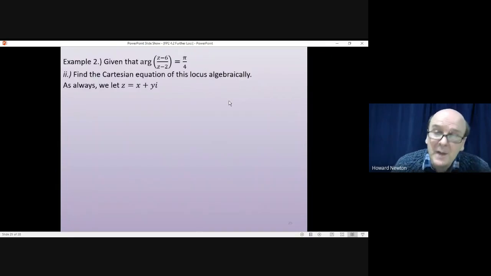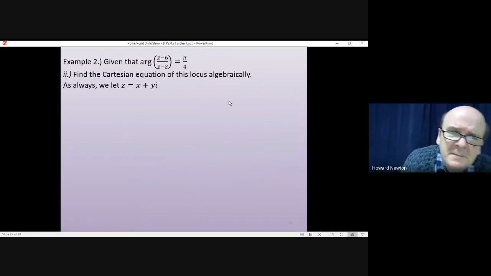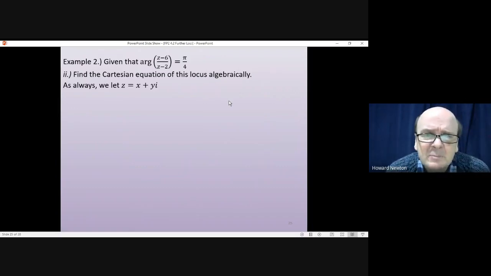What about the algebraic method for doing exactly the same thing? Now, having said at the beginning of the lesson that the algebraic method is usually easier, it's not much easier in this case. The starting point, as always, is we let z equal the general complex number x plus yi and substitute that into the equation. Okay, I'll let you have a go at doing this. Pause the video and then come back to me again when you're ready.